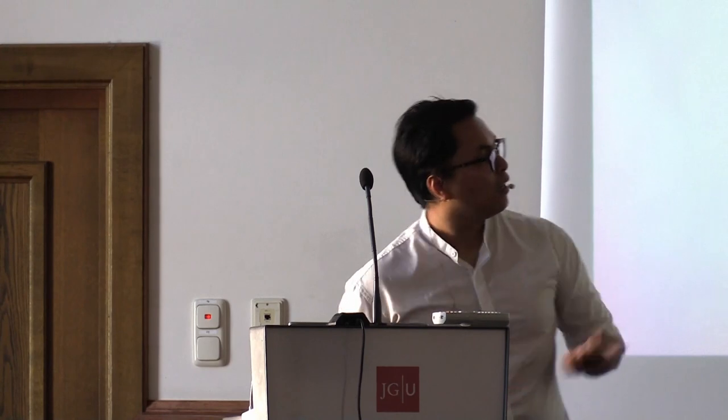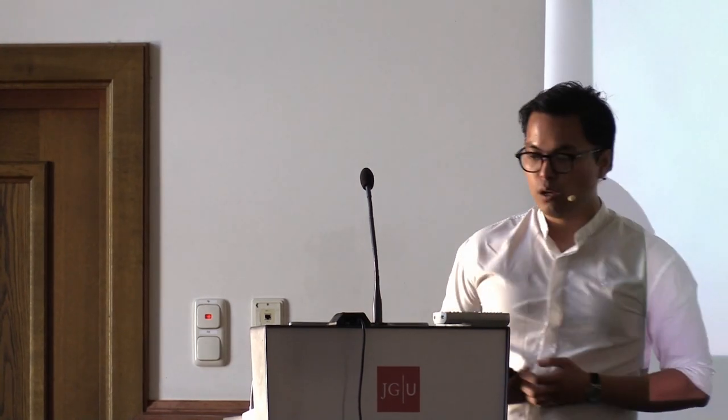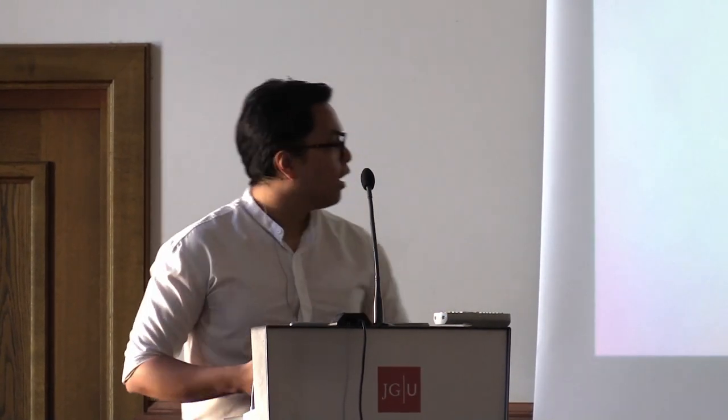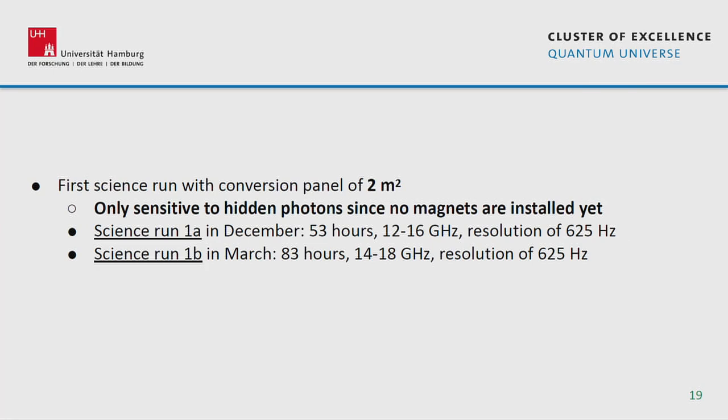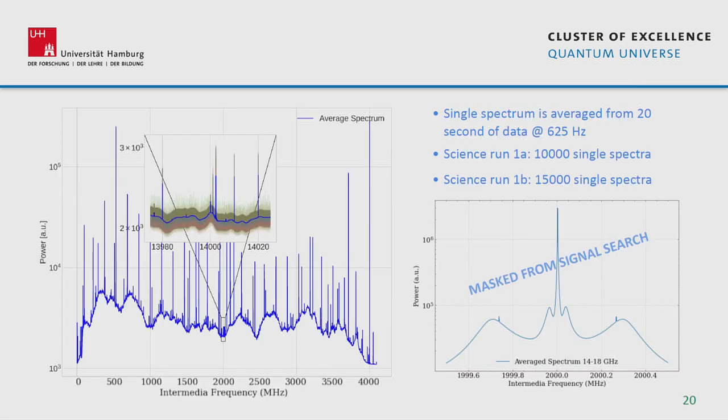We collected 53 hours of data from 12 to 16 gigahertz with a resolution of 625 hertz. The second one, in March, is 83 hours from 14 to 18 gigahertz with a resolution of 625 hertz. And look at this one. This is the intermediate frequency at 4 gigahertz bandwidth.